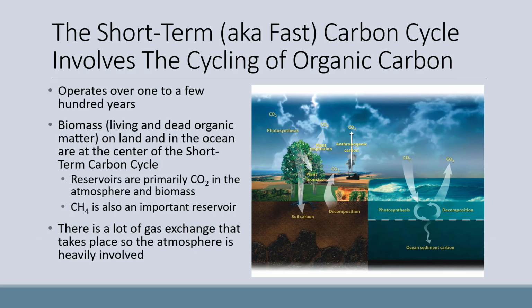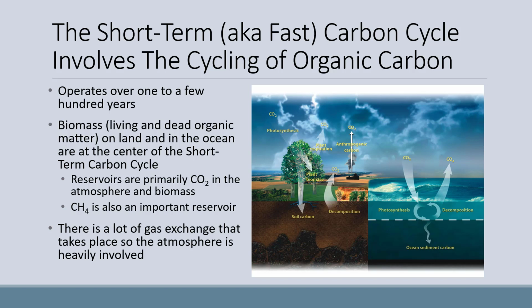Now that we have learned about modeling reservoirs and seen a diagram of the carbon cycle, let's talk more about the short-term, also known as the fast, carbon cycle, which involves the cycling of organic carbon. This cycle operates over 1 to a few hundred years. Biomass, living and dead organic matter, on land and in the ocean, are at the center of the short-term carbon cycle. The carbon is primarily cycled back and forth from biomass to CO2 and back again. So CO2 and biomass are the main reservoirs, but methane is also an important gas to the carbon cycle that is not depicted here, and we will talk about that as well.